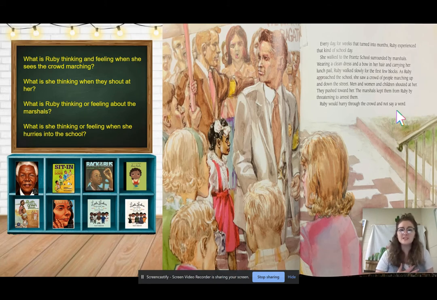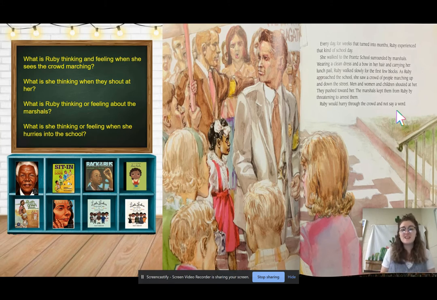She's probably feeling intimidated. She's confused. She's confused about why they are doing this. And she's probably fearful. She's fearful of what could happen to her. What do you think she is thinking or feeling about the marshals? What do you think she feels about the marshals?